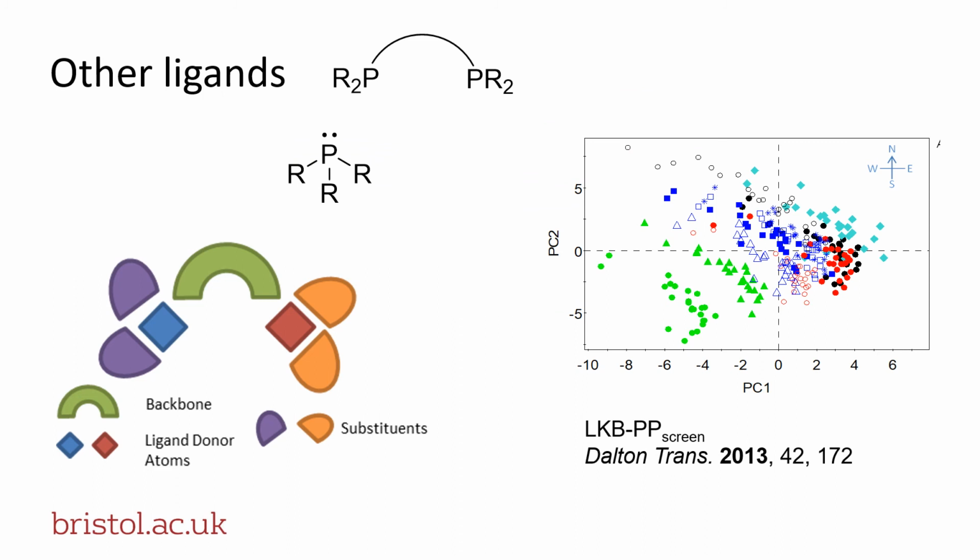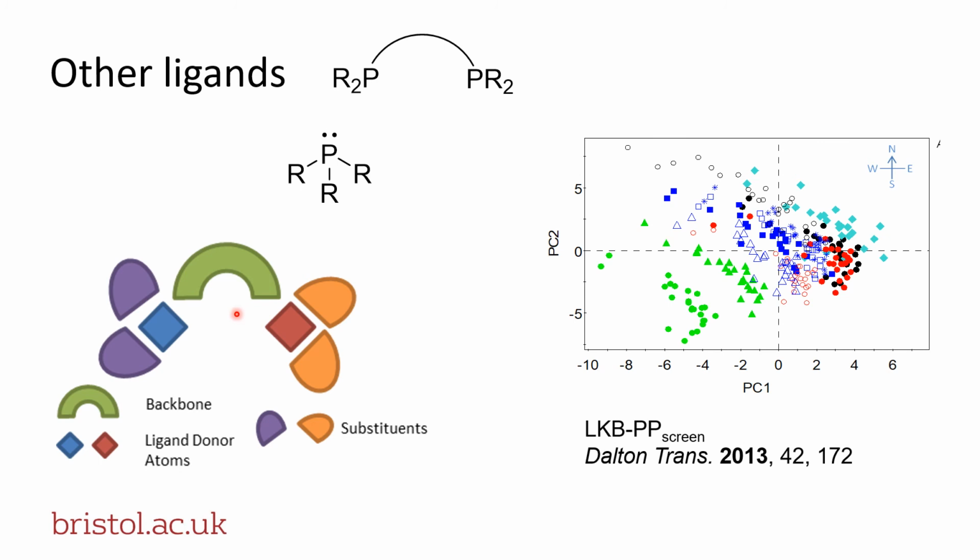So here is another example, and rather than looking at the monodentate type ligands, which we've looked at so far, where there's a single phosphorus atom, we were interested in the properties of so-called bidentate ligands. So what you've got here is two phosphorus atoms. Each of them can coordinate a metal center. They're connected by a molecular fragment which we call the backbone, and you also have substituents on each of those. And I've turned it into a bit of a cartoon here just to highlight that point.